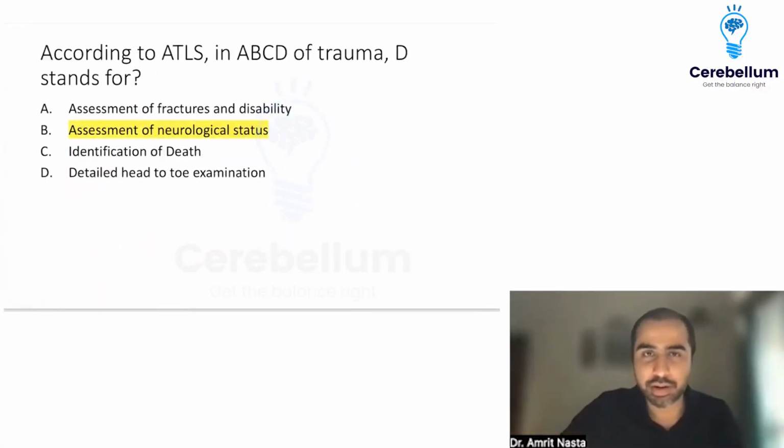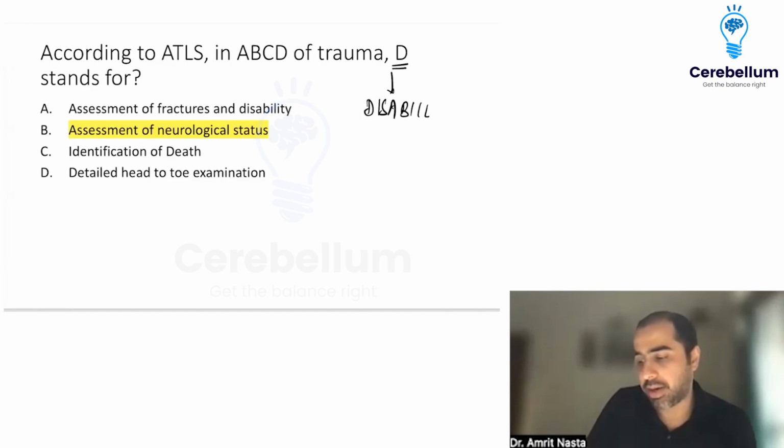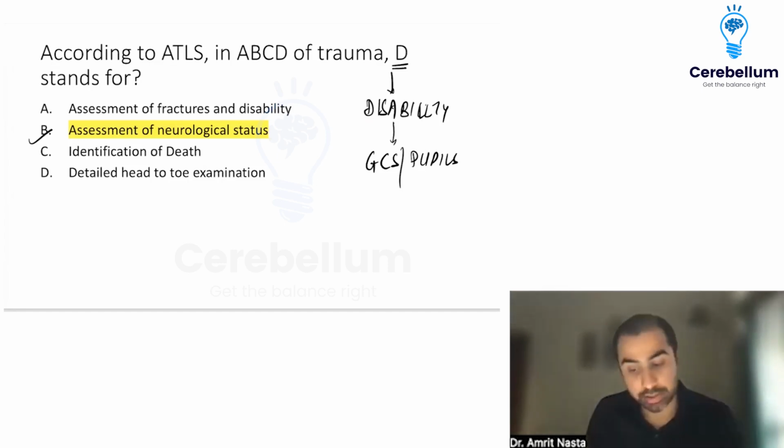This was a play upon words kind of a question. This question was meant to mislead you a little. That A, B, C, D of trauma. What does D stand for? And I guess all options seemed similar. D stands for disability. And basically disability means GCS and pupils. The answer is going to be assessment of neurological status.